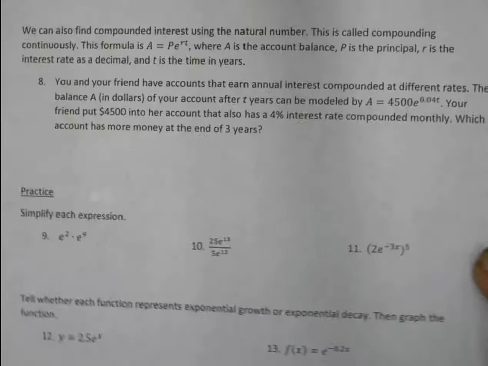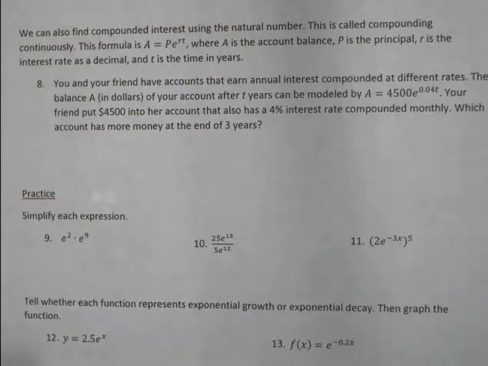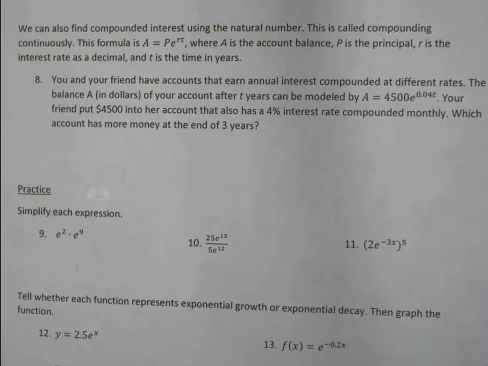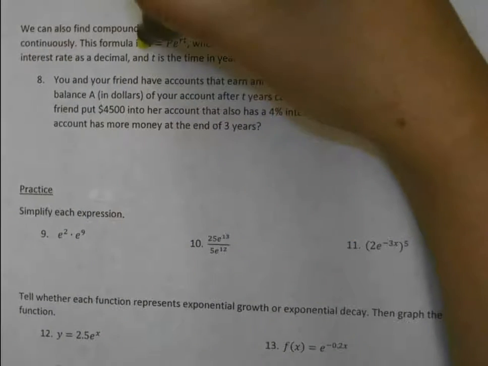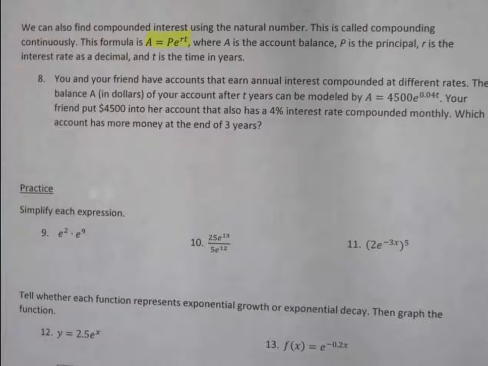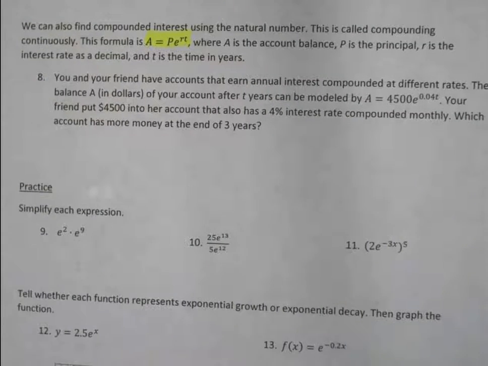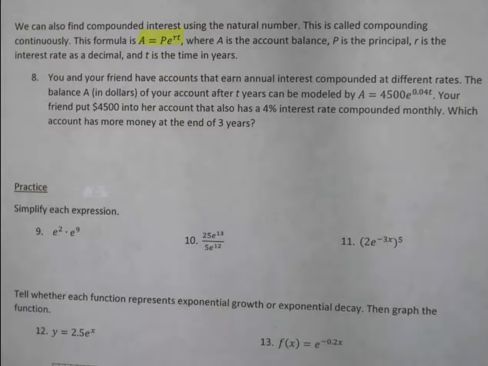Another one. So, another way to define compound interest is this formula, A equals P e to the rt. Very similar to yesterday's. P is the principal, r is the interest rate, and t is the time in years. e is obviously the number 2.71.